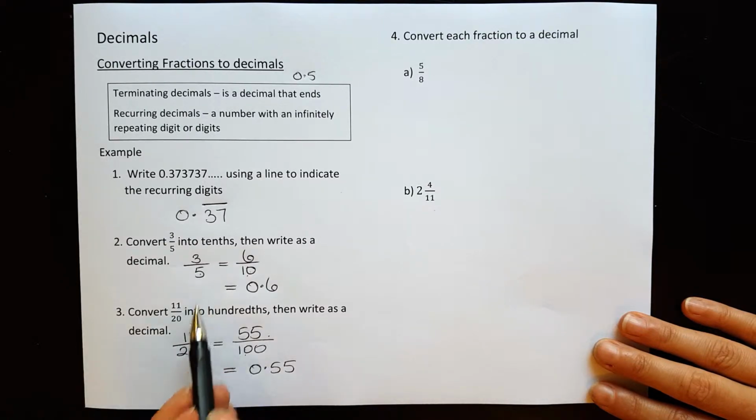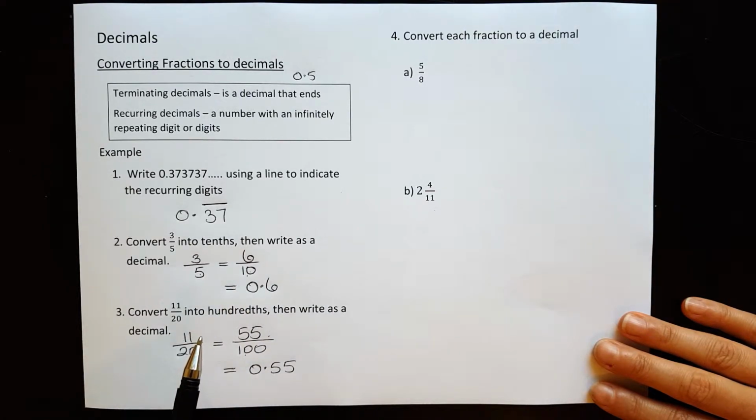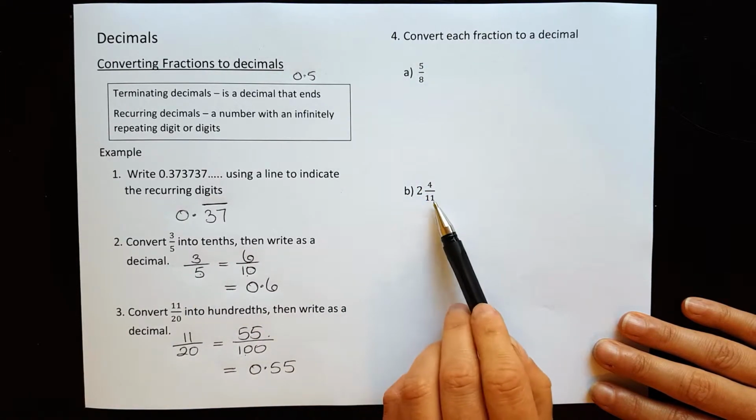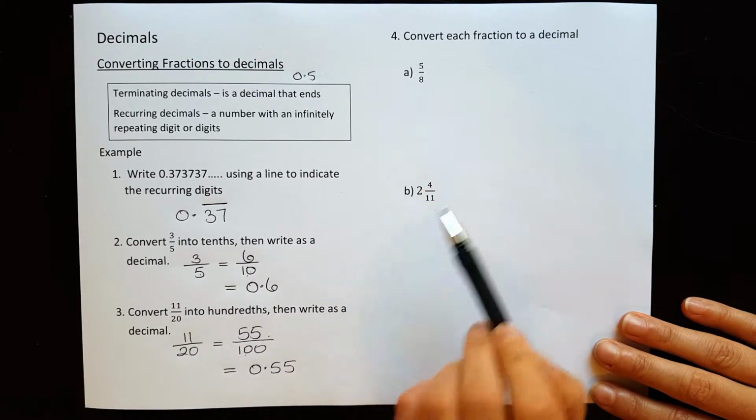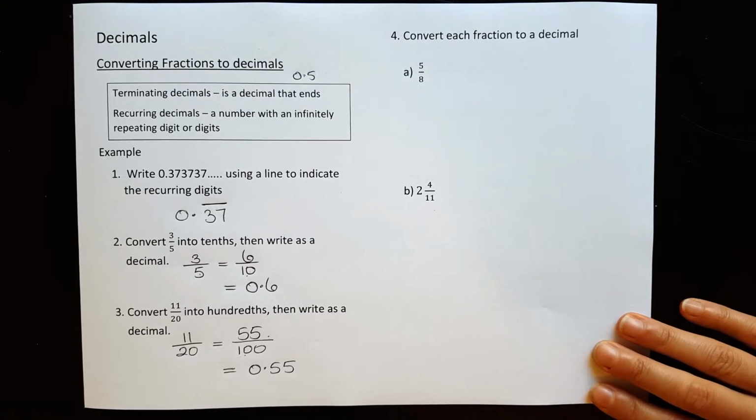Okay, so that was one method. Change our denominator to be a factor of 10. But not all fractions are easy to do that. If we have an 8 on the denominator or an 11 on the denominator, they're not going to multiply easily to become a 10 or 100 for the denominator. So we need to use another strategy as well.